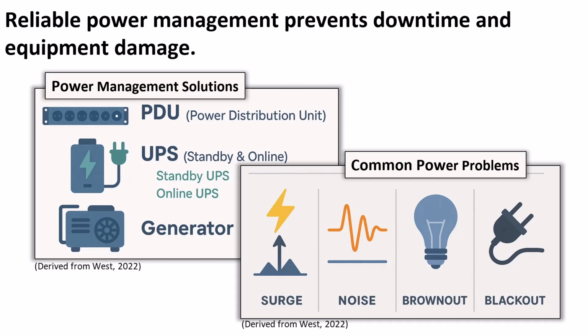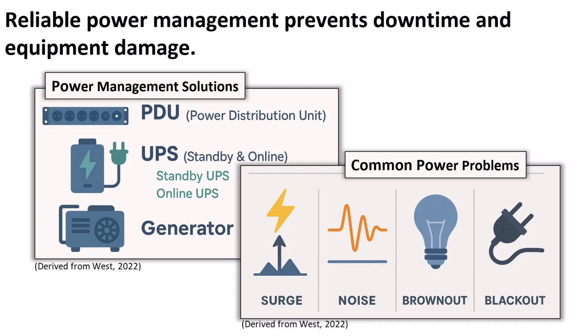Standby UPS units kick in only during an outage. Online UPS units run equipment through the battery at all times, smoothing out every fluctuation. And for long outages, backup generators keep things running. Together, these measures protect gear and keep your network alive when the lights go out.